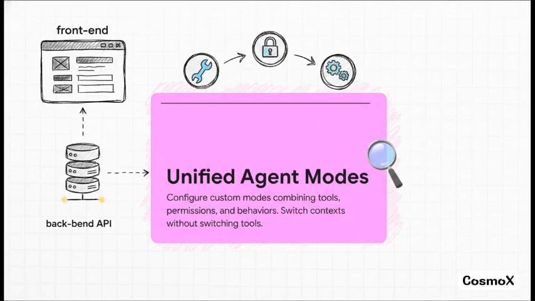You know that feeling of switching gears? One minute you're working on the front end, the next you're deep in a database issue. Unified Agent Modes is designed to fix that. You can set up different modes for each project or context, each with its own set of tools and permissions. It means you can jump between completely different tasks without having to reconfigure everything every single time. It's a massive time saver.